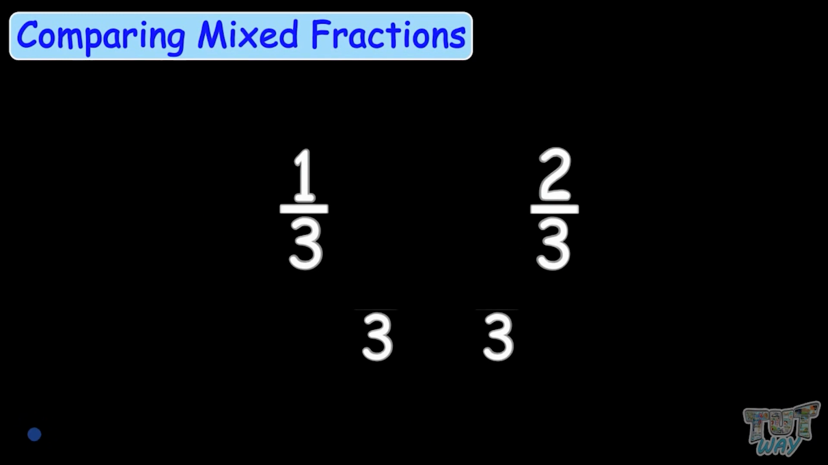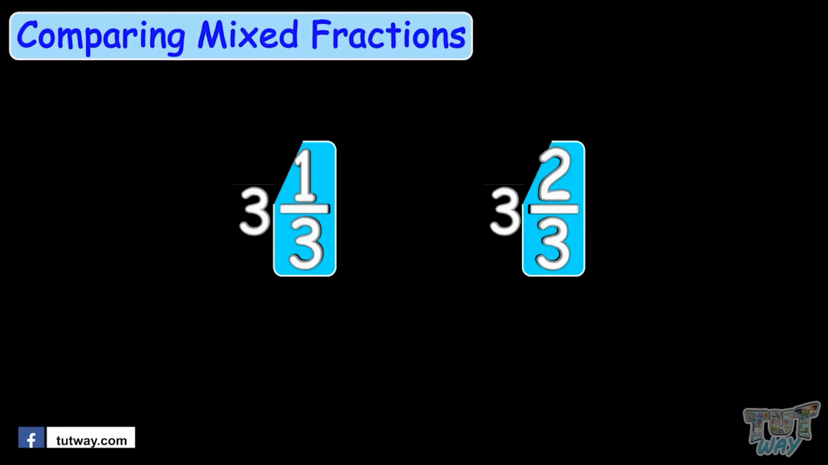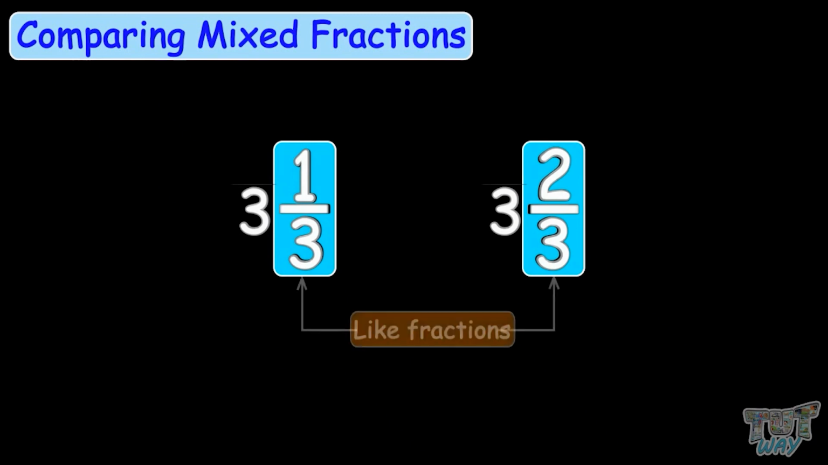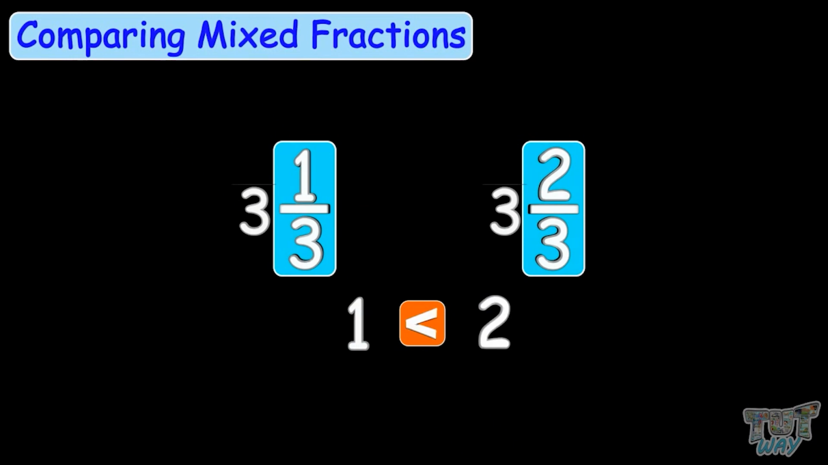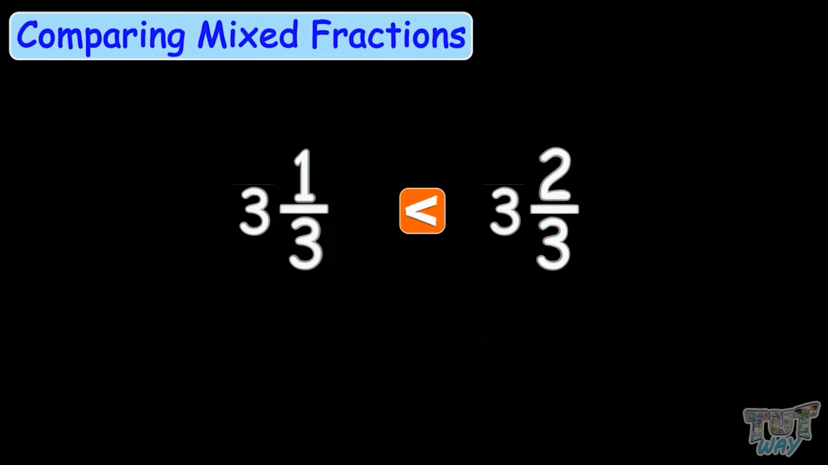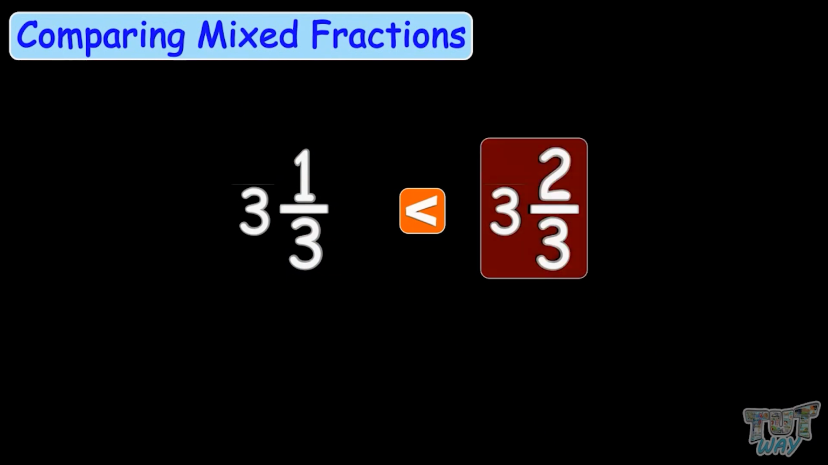The whole parts are the same here. So, we will be comparing the fraction portions. 1/3, 2/3. These are like fractions. So we will just compare the numerators for comparing these fractions. 2 is bigger than 1. So, 2/3 is bigger than 1/3. So this mixed number is the bigger number.